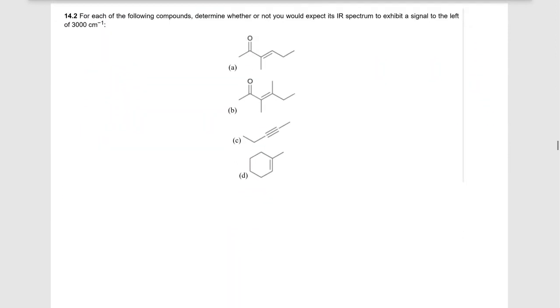So for each of the following compounds, determine whether or not you would expect its IR spectrum to exhibit a signal to the left of 3000. In other words, do we have a carbon-hydrogen bond that's from an sp2 or sp CH? So here, this molecule has an sp2 CH, so we're going to get a peak at around 3100 for that. This molecule has no sp2 or sp CH. This molecule does not have an sp CH because it's di-substituted, so we'll not get a peak above 3000 for that one. And this molecule has an sp2 CH, so we're going to see that peak at around 3100.